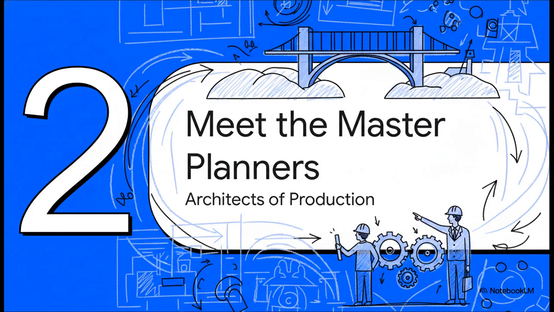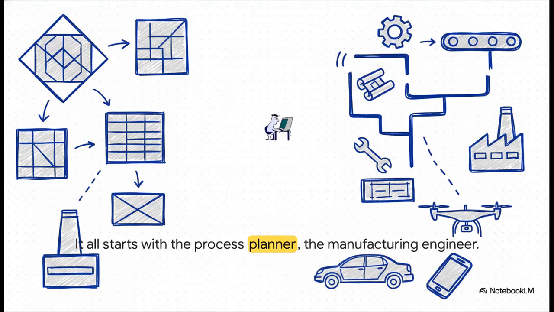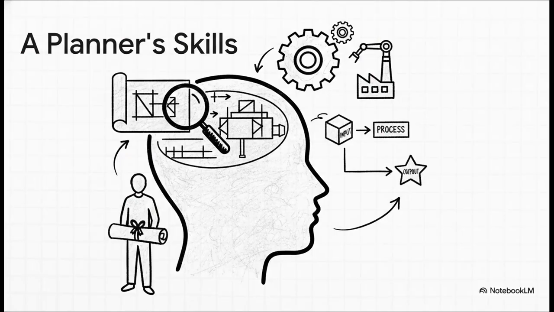Well, let's meet them. It all starts with this person, the manufacturing engineer, or as they're also known, the process planner. This is the expert who takes the design from the engineers and starts the incredible task of figuring out exactly how to make it a reality. And their skill set is incredibly specific and valuable. They have to be able to read complex engineering drawings like it's their first language. They've got to have this deep, intimate knowledge of their own factory's processes.